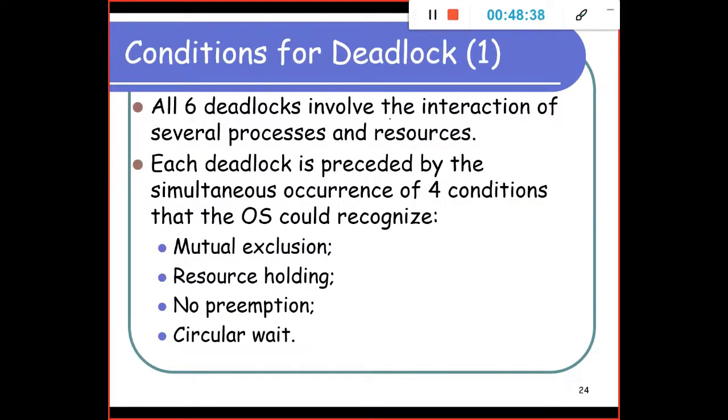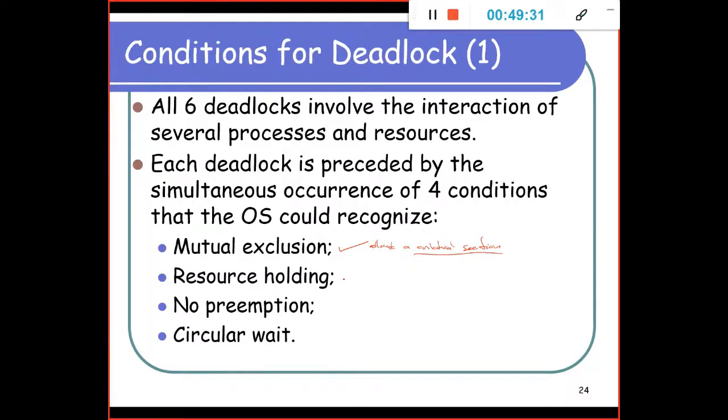So all deadlocks involve the interaction of several processes and resources. Each deadlock is preceded by the simultaneous occurrence of four conditions that the OS could recognize. First is mutual exclusion, meaning that you allocate a critical section. Let's say you have a long list of commands in your coding, but there is a critical section, meaning that if the job is currently in this section, it must be completed first before you can move out to another section. So this is mutual exclusion.